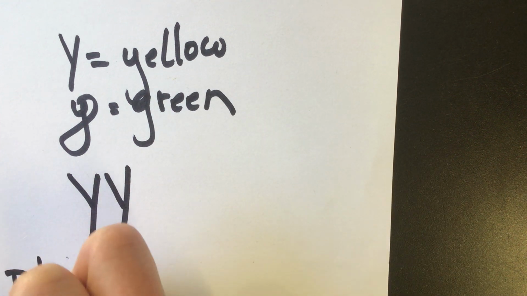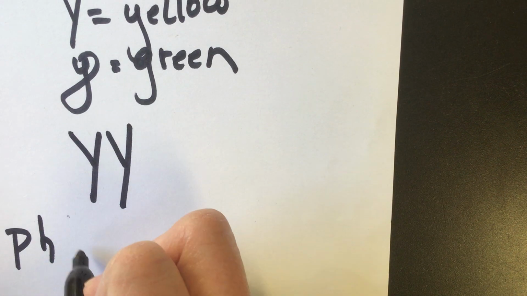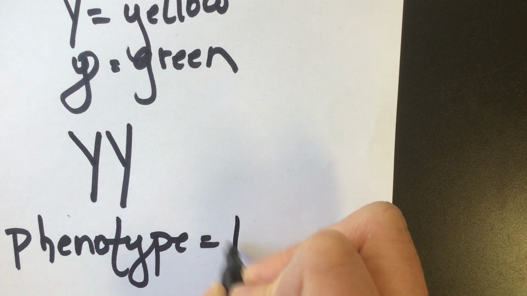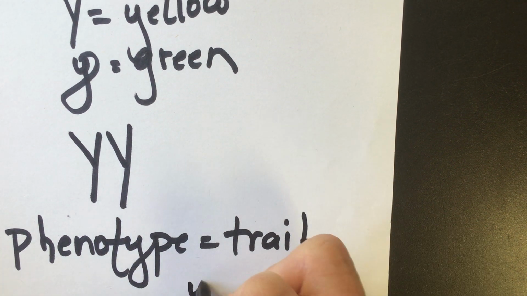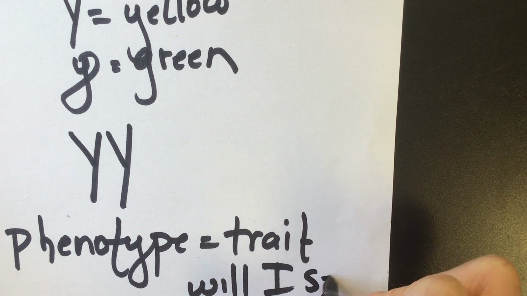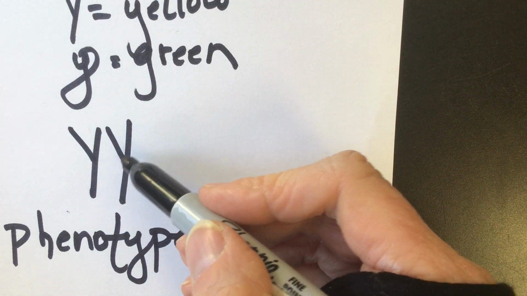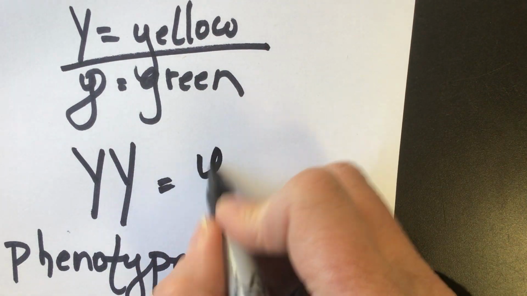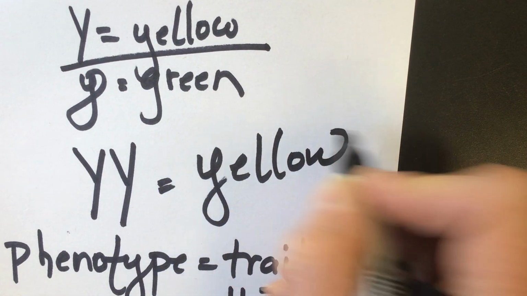Phenotype means, again, what trait will we see? What trait will I see? And in this case, if they're capital Y, I'm going to see yellow. So the answer is yellow.